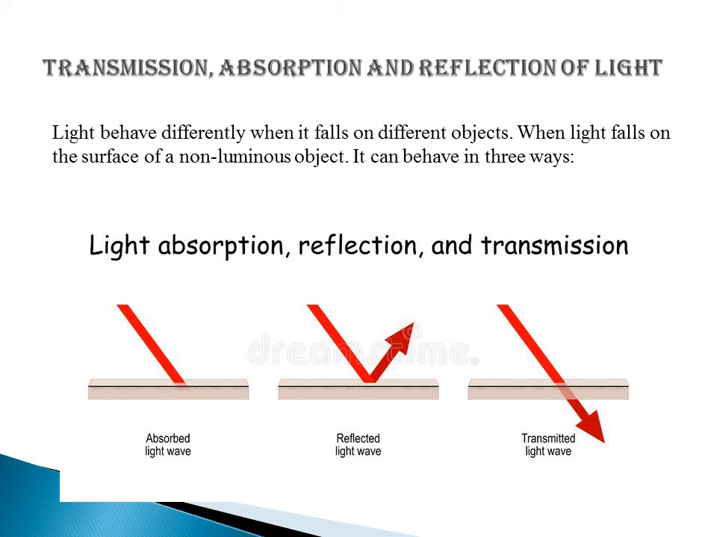Third point we will discuss: when light falls on a smooth shiny surface, it bounces off in one particular direction. This bouncing off of light is called reflection of light, which here appears in the form of reflected light wave.